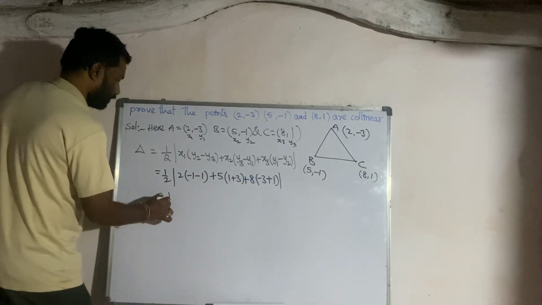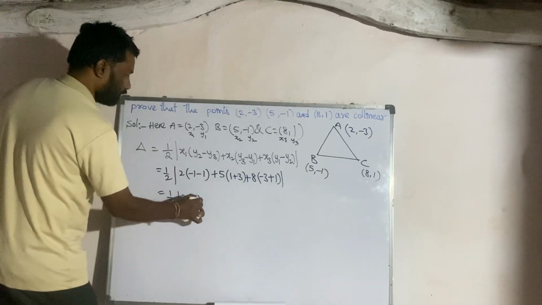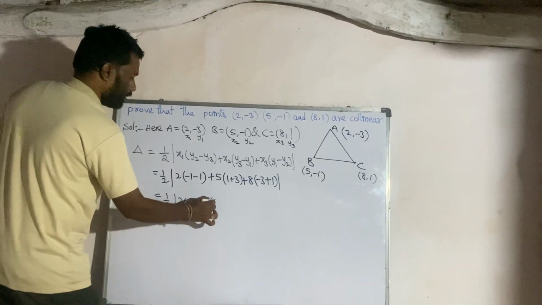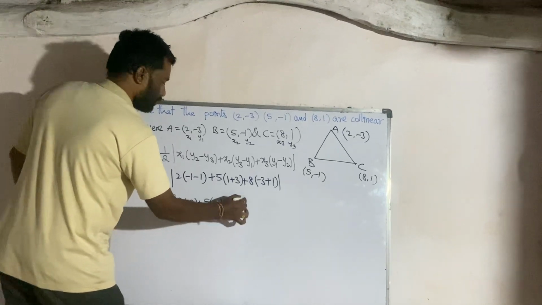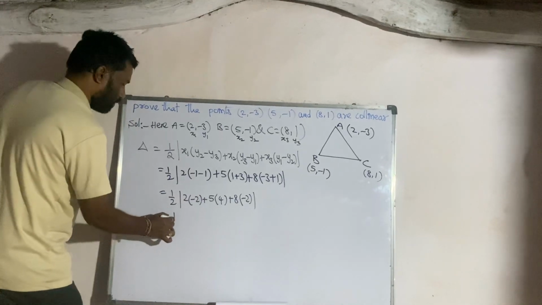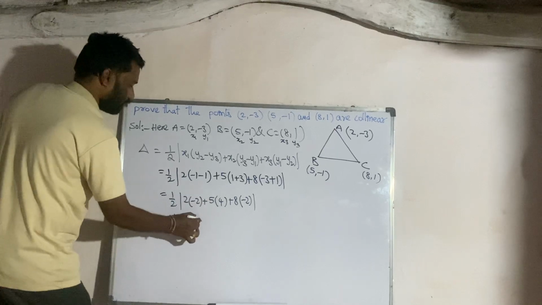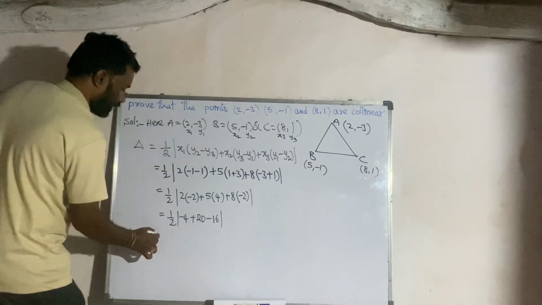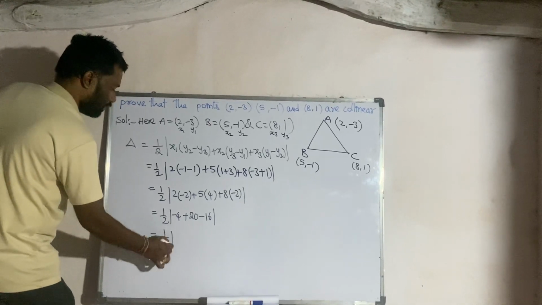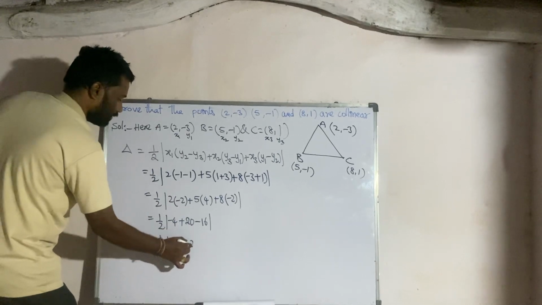that is equal to 1/2 into 2 into (minus 1 minus 1) plus 5 into (1 plus 3), that is 4, plus 8 into (minus 3 plus 1), that is minus 2. That is equal to 1/2 into 2 into minus 2, minus 4, 5 into 4, 20, plus 8 into minus 2, minus 16. That is equal to 1/2 into minus 4 minus 16, minus 20 and plus 20.